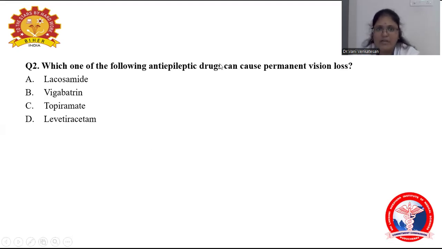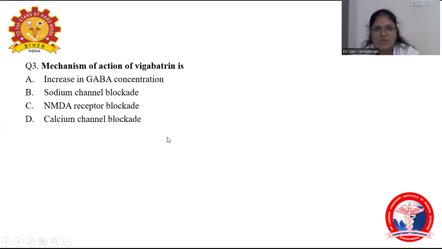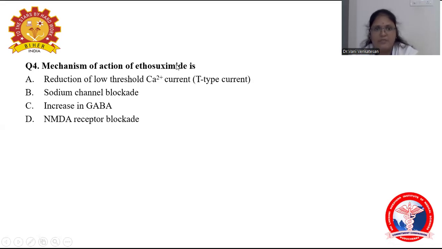Which anti-epileptic drug causes permanent vision loss? Here, one drug causes permanent vision loss. So this can be a potential next question. The answer is vigabatrin. Vigabatrin has an effect on the eye and it is restricted only for infantile spasm. You are not supposed to give it left and right. It has an effect on visual acuity and can cause permanent damage to vision, so it should be used consciously. It increases the GABA concentration presynaptically by acting on the enzyme GABA transaminase.